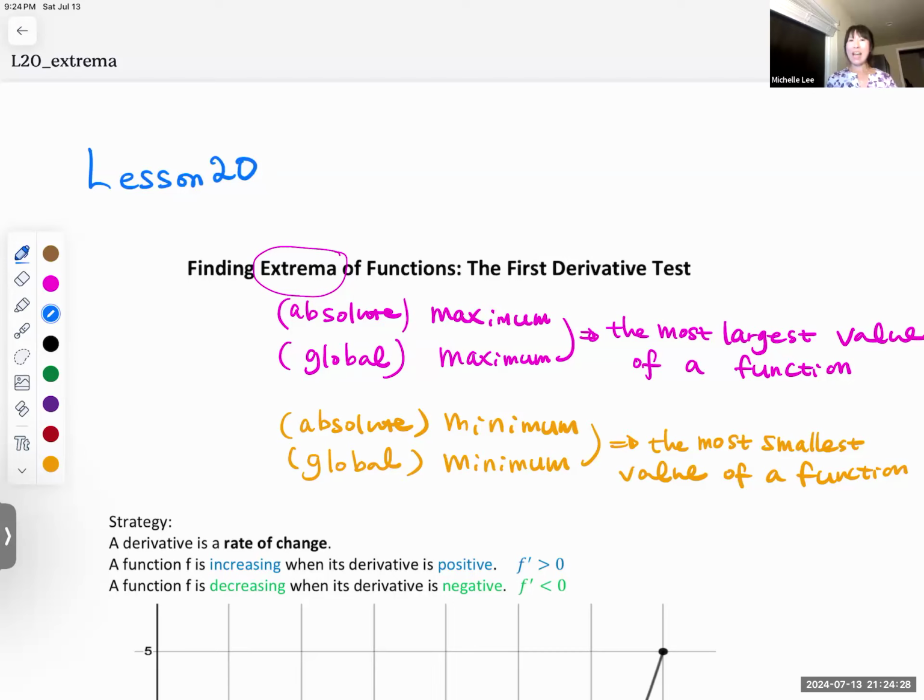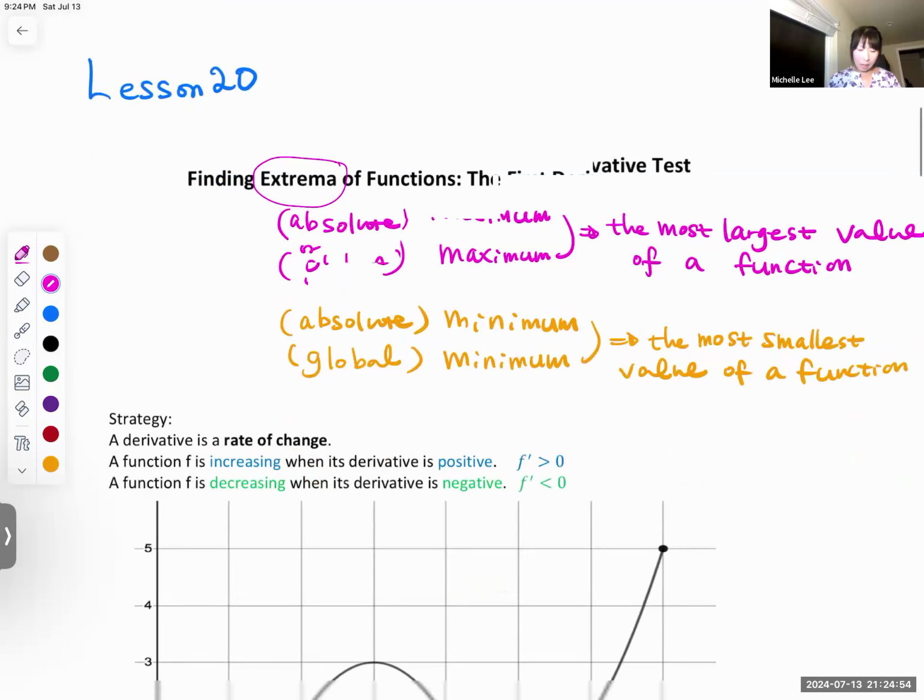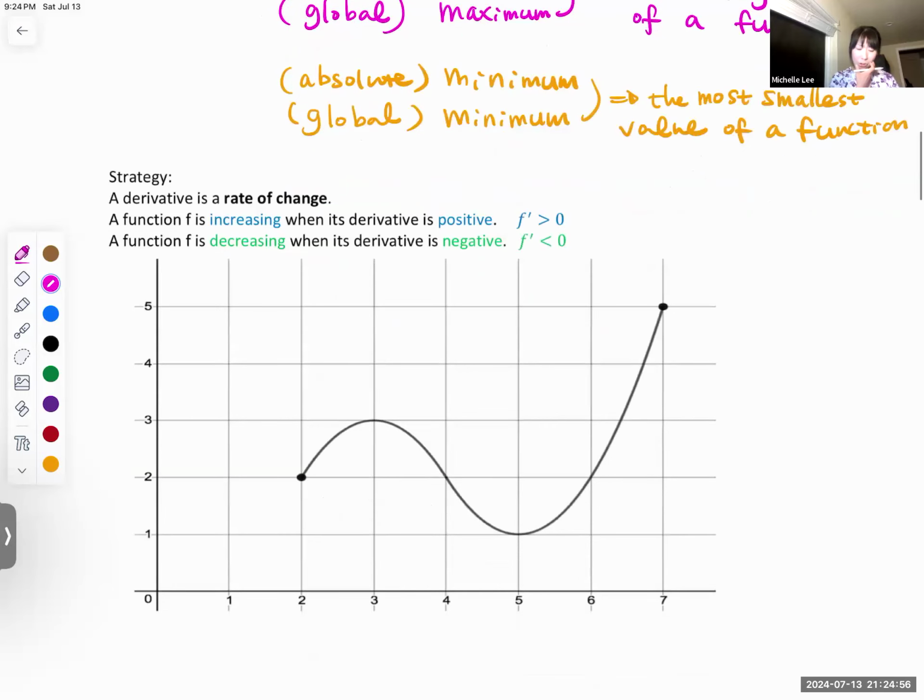All right, so what is that? Absolute maximum, or same as global maximum, is the largest value of a function. And absolute minimum, or global minimum, we indicate just minimum, is the smallest value of the function. Okay, now we have a strategy.